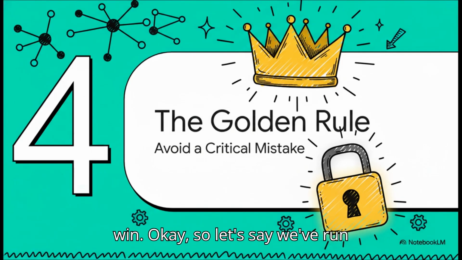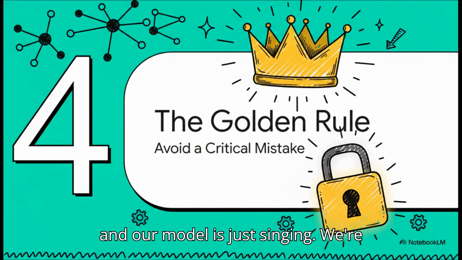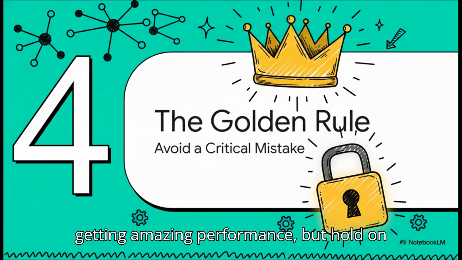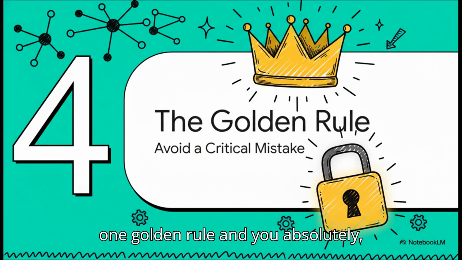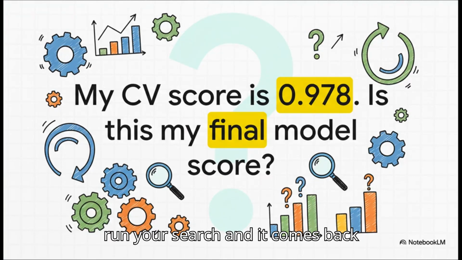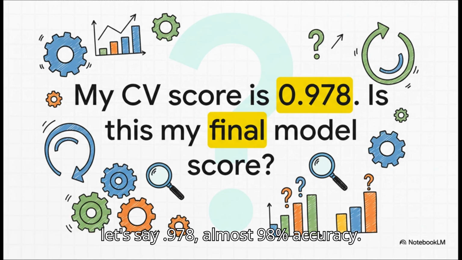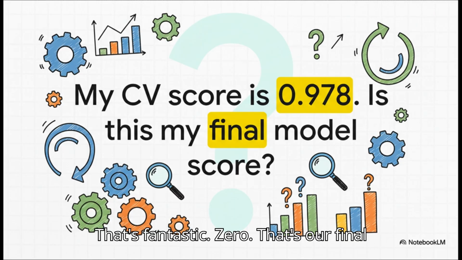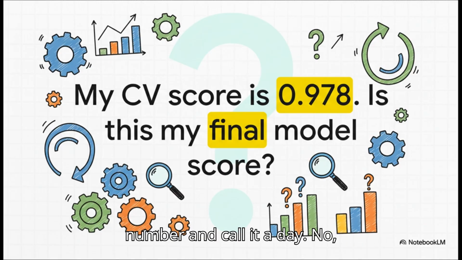Okay, so let's say we've run our search, we've found the best settings, and our model is just singing. We're getting amazing performance. But hold on. Before we pop the champagne, there is one golden rule, and you absolutely positively cannot forget this. So you run your search, and it comes back with an awesome cross-validation score. Let's say 0.978, almost 98% accuracy. That's fantastic. So that's our final score, right? We can just report that number and call it a day?